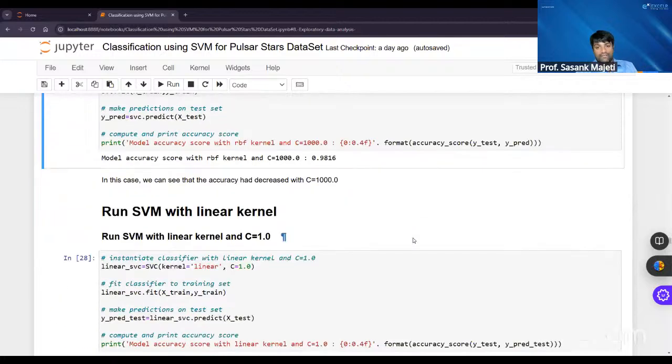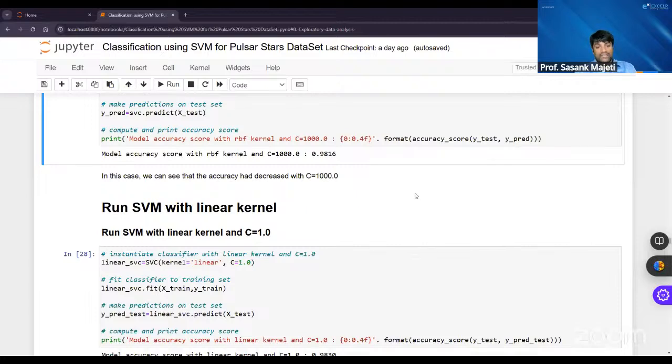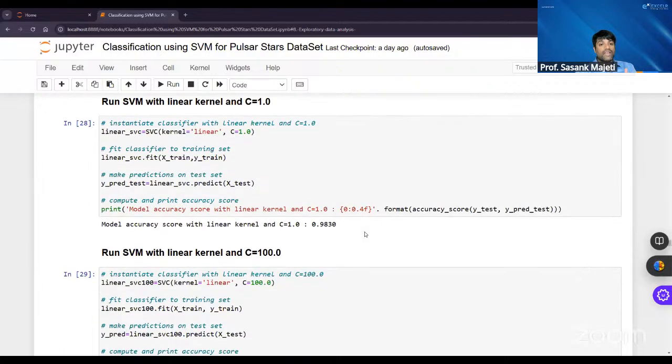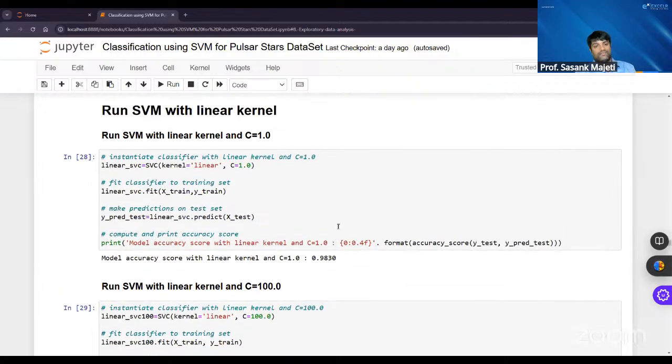Now, once we have run the default with C equal to 1, which is the default one, and the C value as 100 and the C value as 1000, these are nothing but the classifier values to create a hyperplane. Now let us come to the next part, where we start giving the kernels.